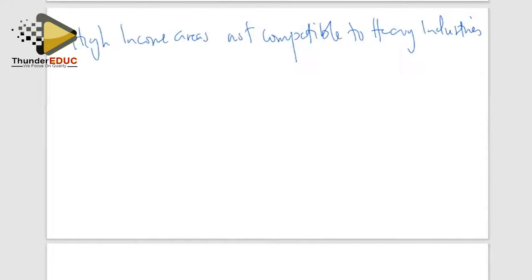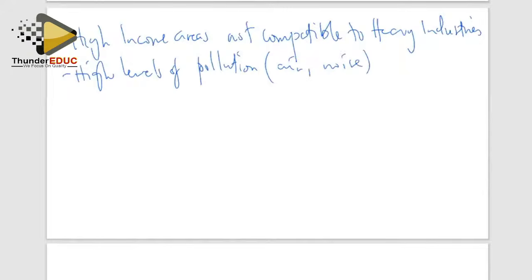So for that reason, we are highlighting reasons which are related to the environment and to the society. Those are typical highlights that you can also give because they cause high levels of pollution, which can be either in the form of air or in the form of noise. And this is not compatible to high income areas. People from high income areas, they want to stay in a safe environment. They do not want to be associated with those pollution activities.